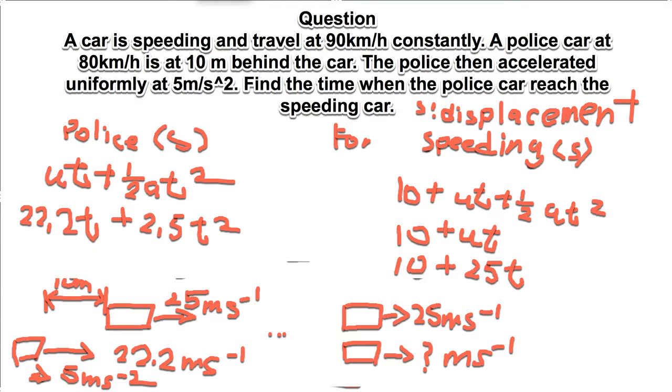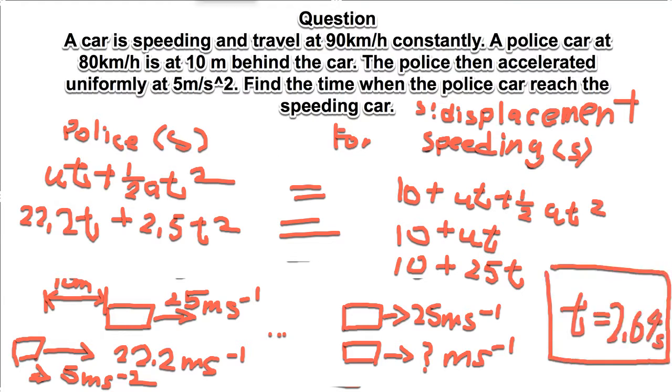Then we can consider the displacement of the police car. Once again, we use the equation s equals ut plus half at squared. We can plug in, that is 22.2t plus 2.5t squared is the displacement of the police car. Earlier we observed that both of these distances are the same, so we can put an equal sign here. Now we can just solve for t and we will have the answer.